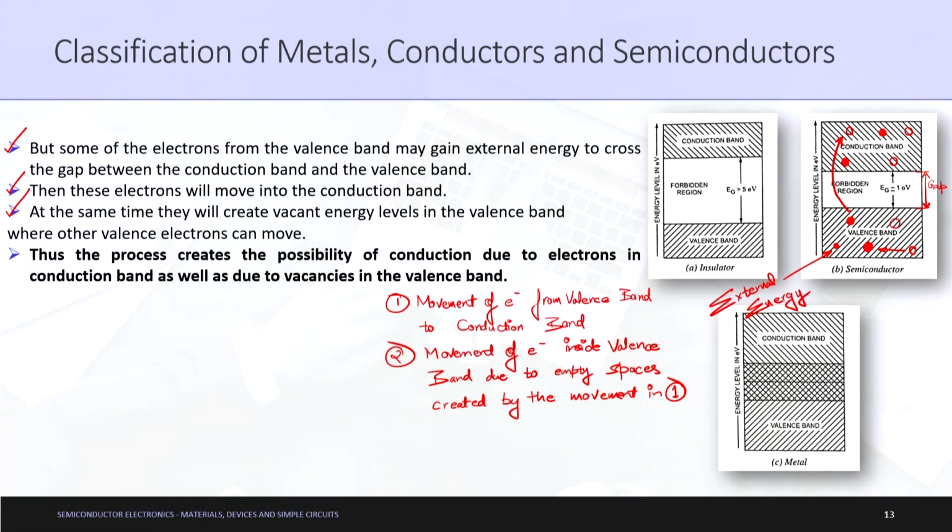So, that has only been explained in the last line. Thus, the process creates the possibility of conduction due to electrons in the conduction band. Here also there are some empty spaces and some electrons, so there can be movement in the conduction band also. That can be the third possibility, as well as due to vacancies in the valence band, because vacancies are being formed here also. So there can be conduction. Basically, this can be related to the movement inside the conduction band.